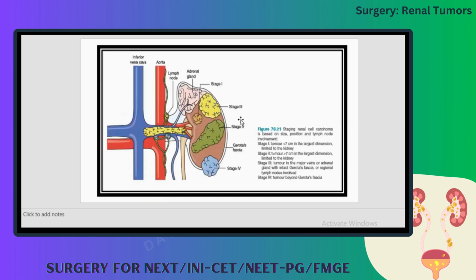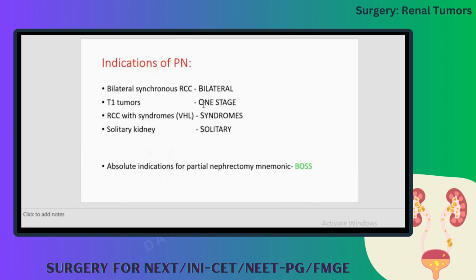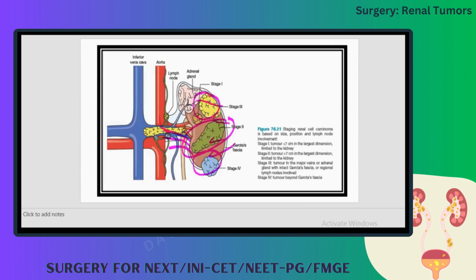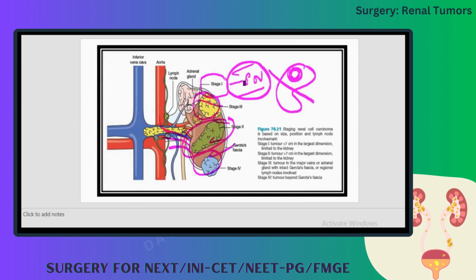So see here, stage 1, the tumor is less than 7 centimeters. Stage 2, tumor is more than 7 centimeters. Stage 3, it is invading into the veins. Stage 4, outside Gerota's fascia into the major veins. So these are the four stages. No need to remember these stages, but for stage 1, if the tumor is less than 7 centimeters, you can do partial nephrectomy. If the kidney is like this and the tumor is like this, you will remove only this part of the kidney. This is known as partial nephrectomy.